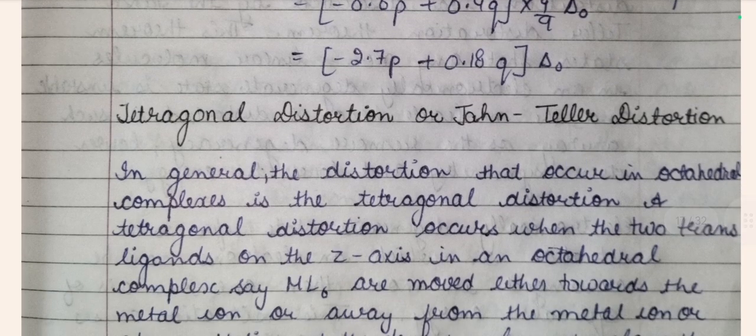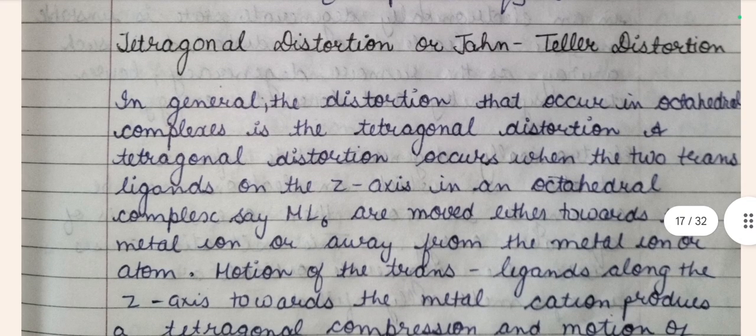Tetragonal distortion or Jahn-Teller distortion. In general, the distortion that occurs in octahedral complexes is the tetragonal distortion. A tetragonal distortion occurs when the two trans ligands on the z-axis in the octahedral complexes, say ML6, are moved either towards the metal ion or away from the metal ion or atom.